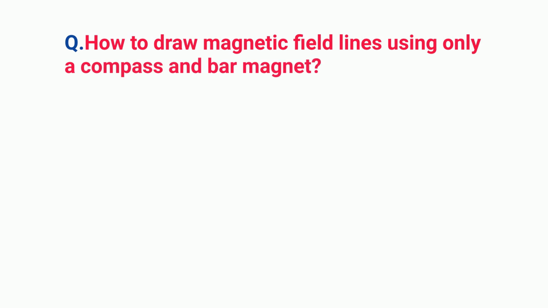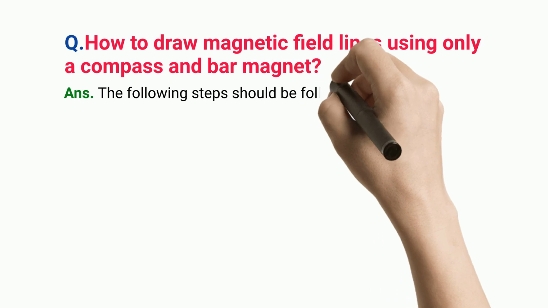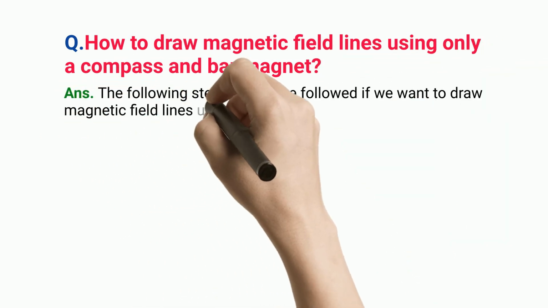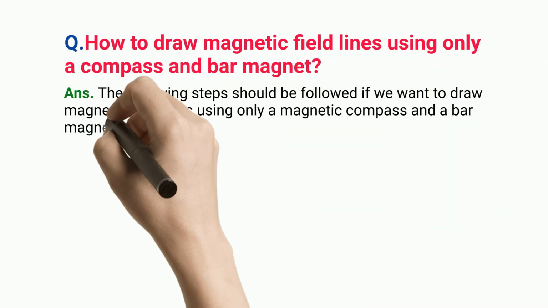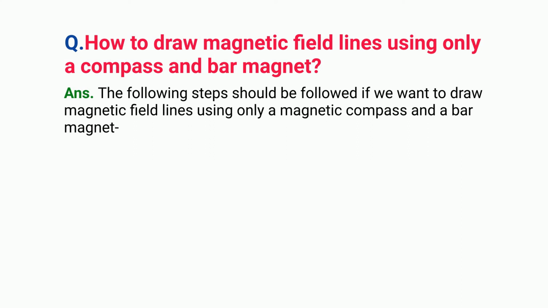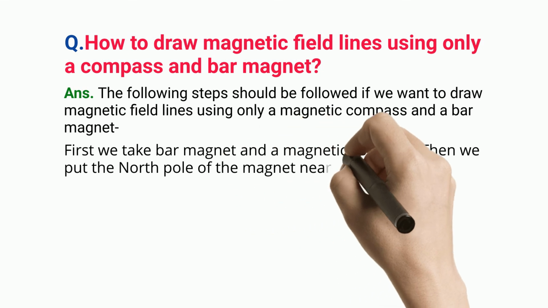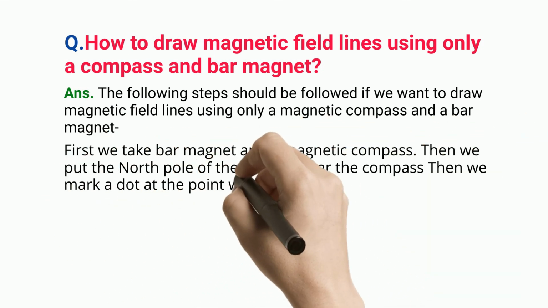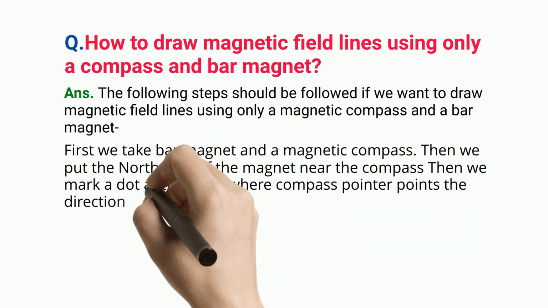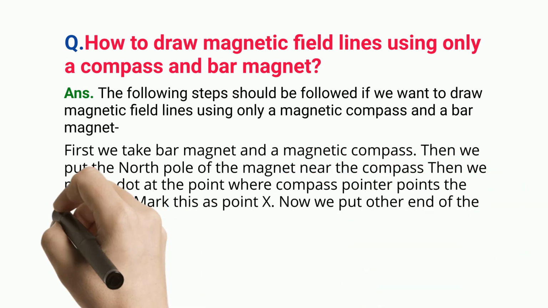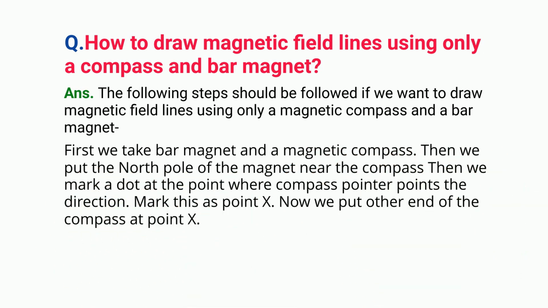How to draw magnetic field lines using only a compass and a bar magnet. The following steps should be followed if we want to draw magnetic field lines using only a magnetic compass and a bar magnet. First, we take a bar magnet and a magnetic compass. Then we put the north pole of the magnet near the compass. Then we mark a dot at the point where the compass pointer points. Mark this as point X.